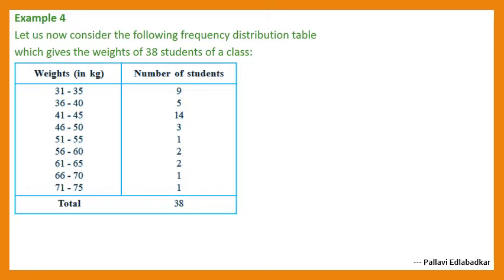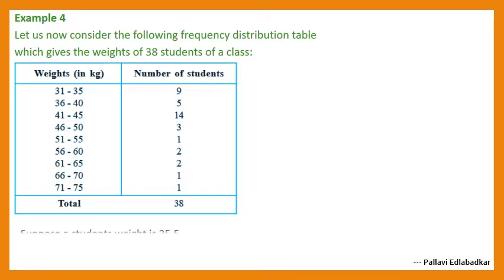So please make sure that we should always check whether the class width is uniform. You will understand the reason why when we discuss other things in this chapter. But first we should make sure that the class width is uniform throughout the table. Okay, so the table is good enough.